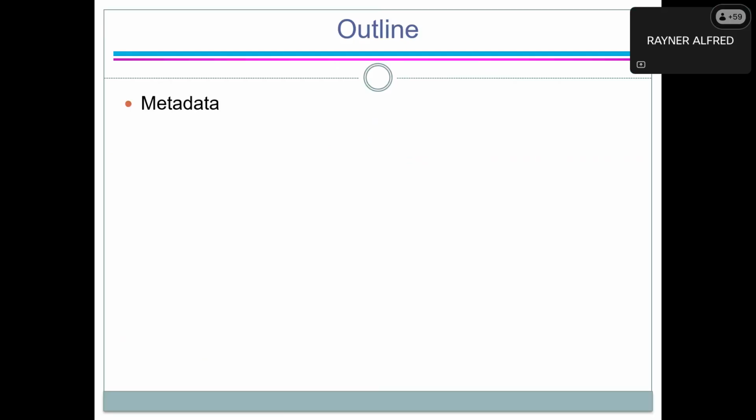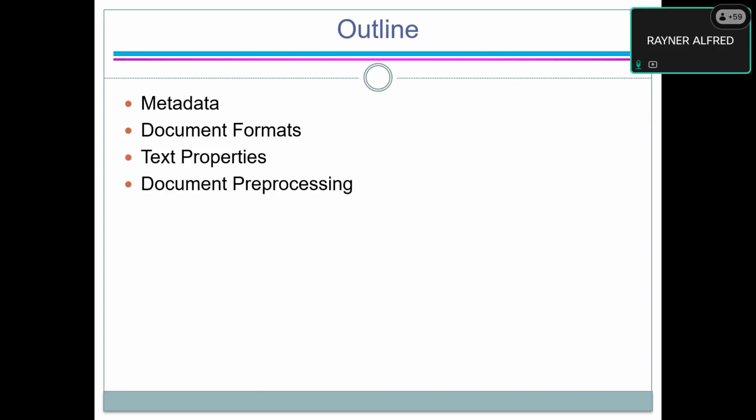So the outline will be, we look into the metadata, which is the information about our data, and also the format of the document, and text properties and document pre-processing. So these are the 4 main topics that we will cover today.